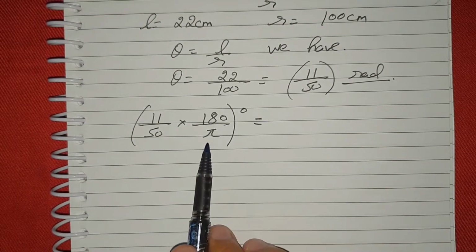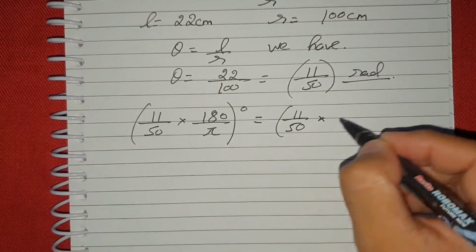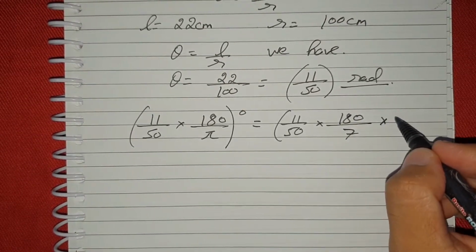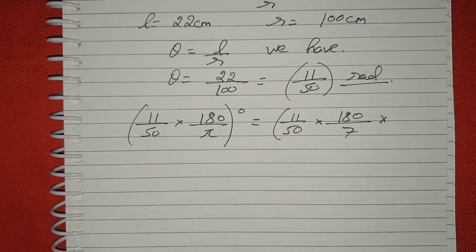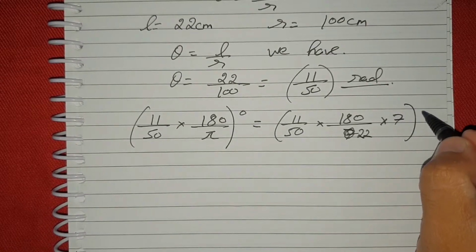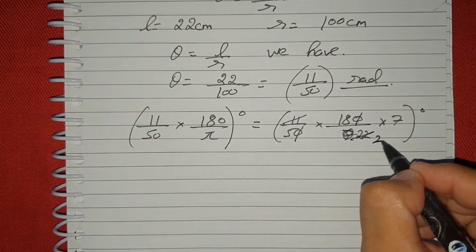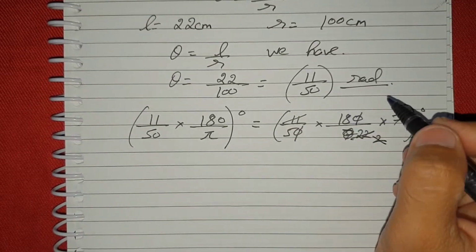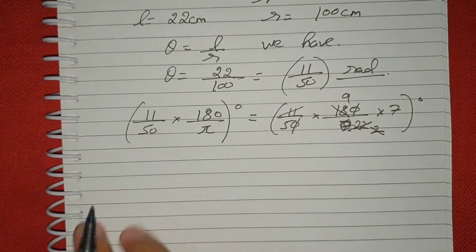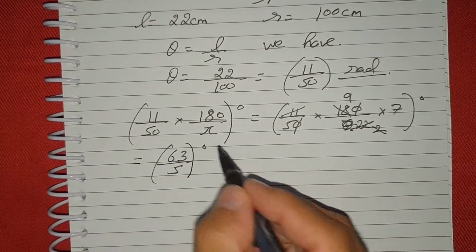So basically taking pi as 22 by 7. So this is 11 by 50 into 180. So 22 by 7 will become 7 times 22. Sorry, this will be 22 and 7 over here will be in degree. Cancel 10, 10. This goes 2 times. So this is the calculation which actually reduces this to 63 by 5 degree.